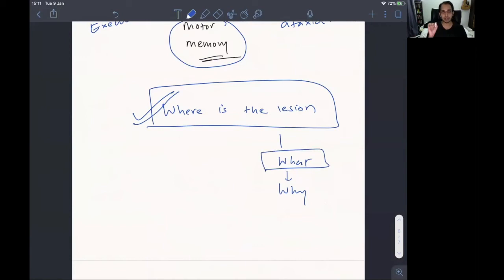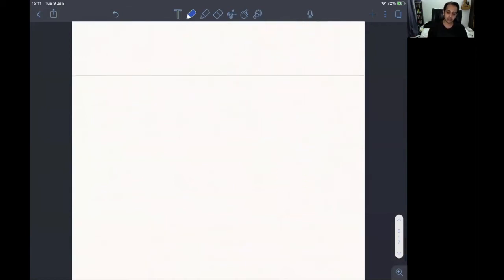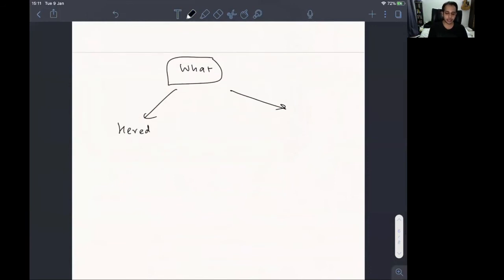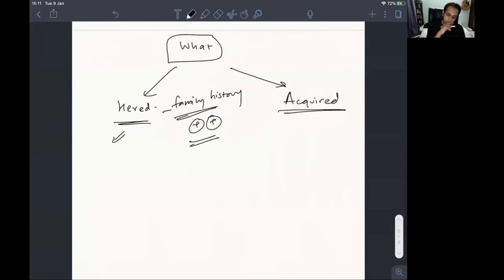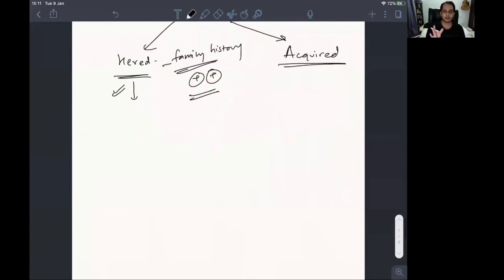Now we reach to what is the lesion. Now, when we talk about what is the lesion, the two main things you have to remember is that it could be hereditary or it could be acquired. And the easiest way to differentiate between these two is to ask for a family history. So suppose there is a strong family history, then it is more likely that the person has a hereditary disorder. So there is something in the brain that is going wrong, and that something is getting passed down from generation to generation.